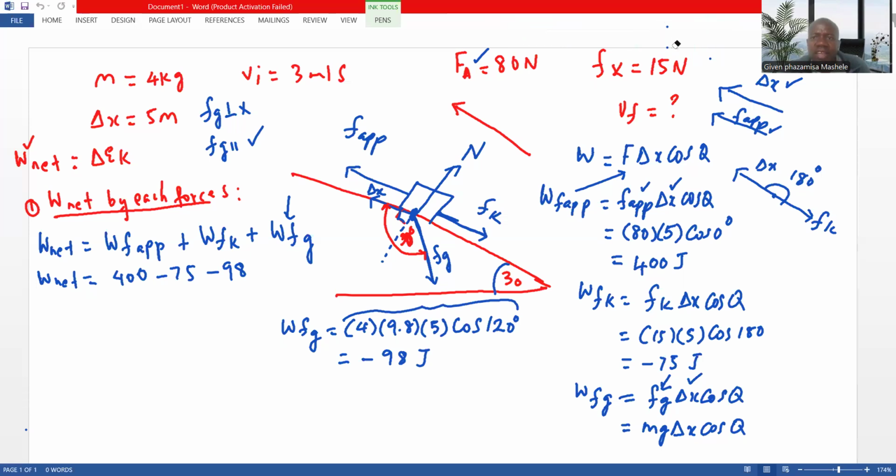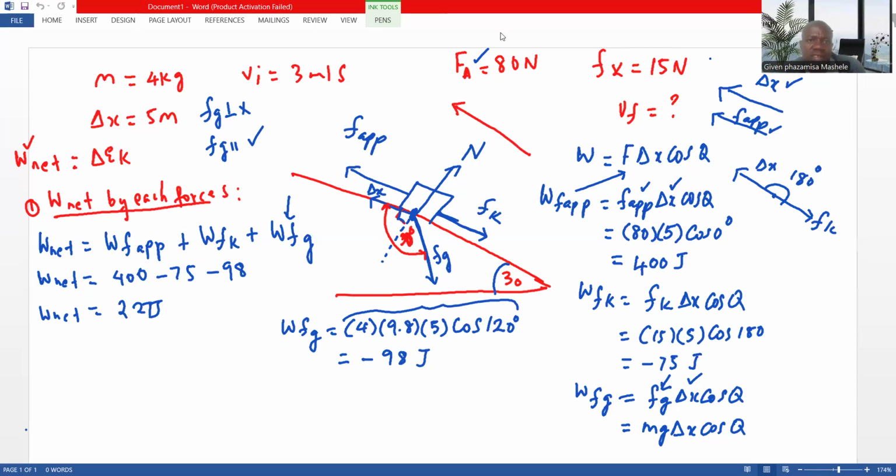So let's now calculate the net work done on the object. It means the total work done on this object would be 400 subtract 75 subtract 98. This will be 227 joules, if I'm not mistaken. So since we know this, we can now use the work energy theorem to calculate the final velocity. We know the initial, so now we can calculate the final velocity.